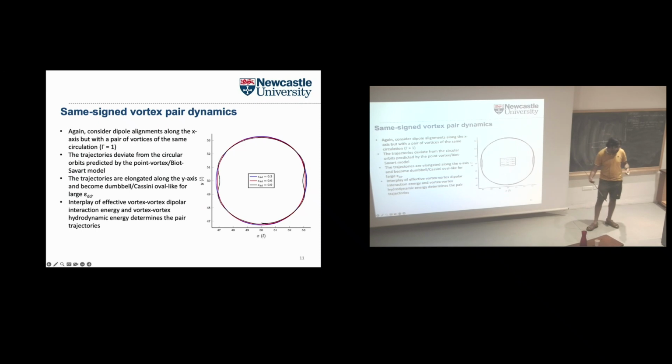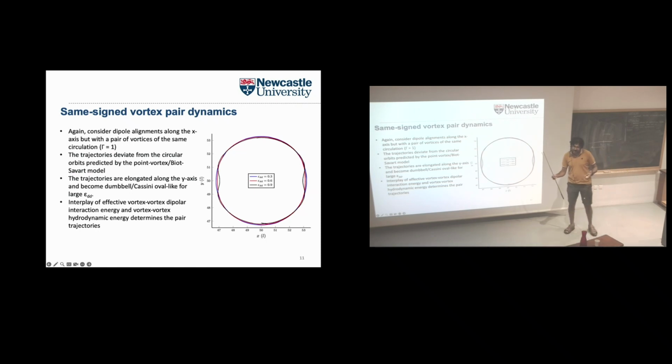So how does all of this affect simple vortex-vortex dynamics? We'll look at 2 basic cases, a like-signed pair and an opposite-signed pair. So I'll first talk about the same-signed pair.